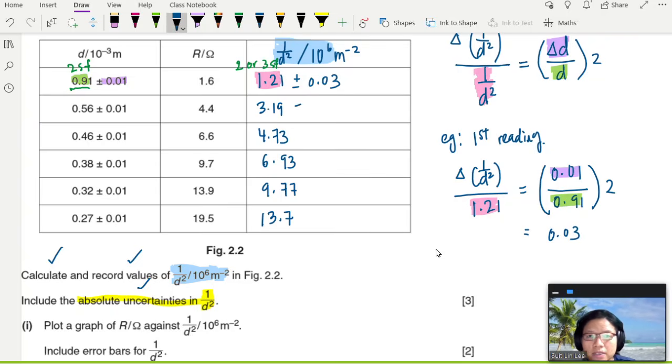We'll repeat this calculation for all the remaining ones. You can pause the video and try right now.